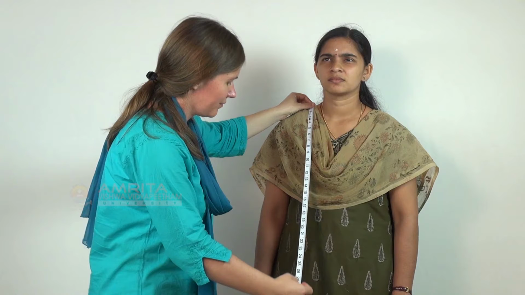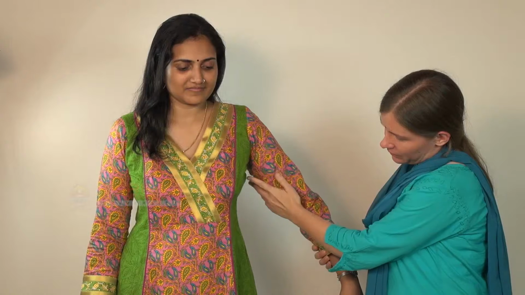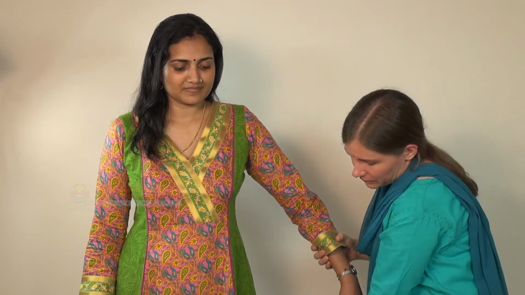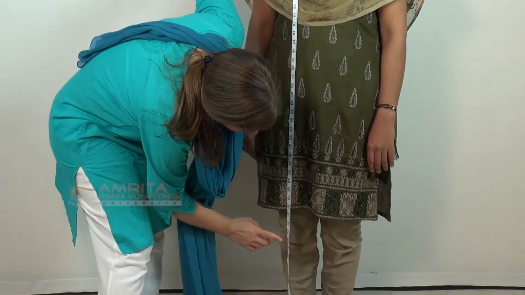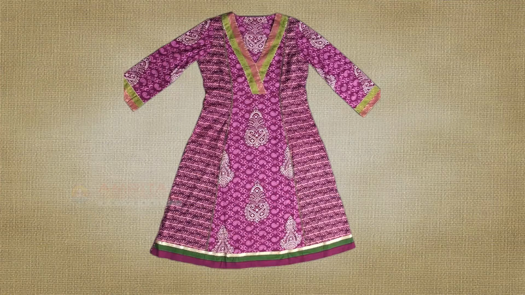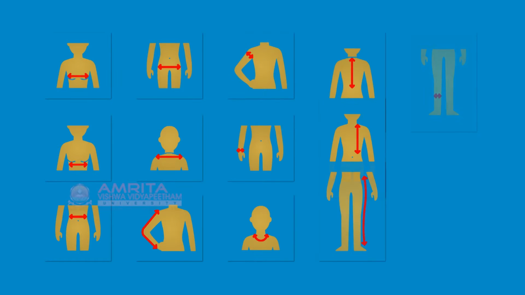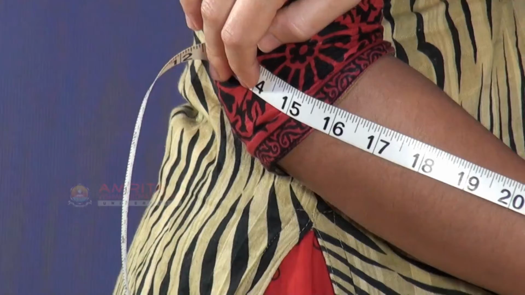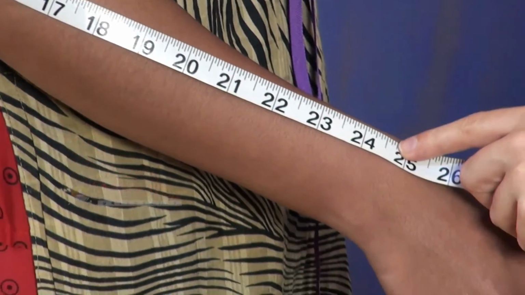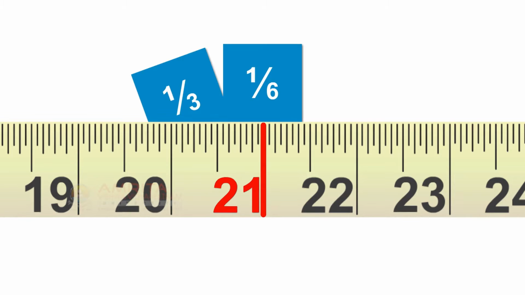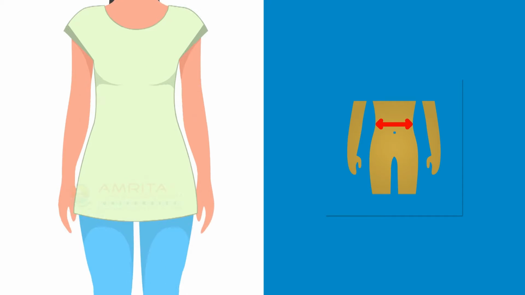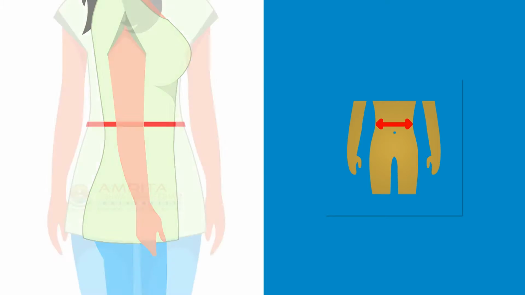Step 1. Taking body measurements. The garment that you make should fit properly. For that, you need to take the body measurements of the person for whom you are making the garment. The body measurements to be taken will depend upon the design of the garment. We have a set of symbols representing each of the body measurements. In order to take body measurements, you should be able to read the measuring tape accurately, have an understanding about fractions, and the standard body measurements required for a garment.